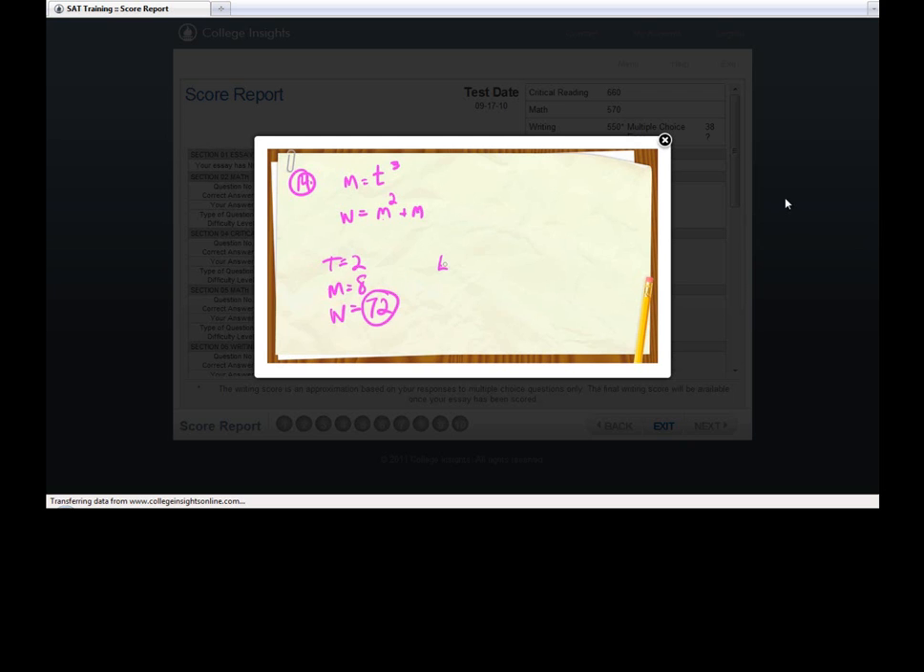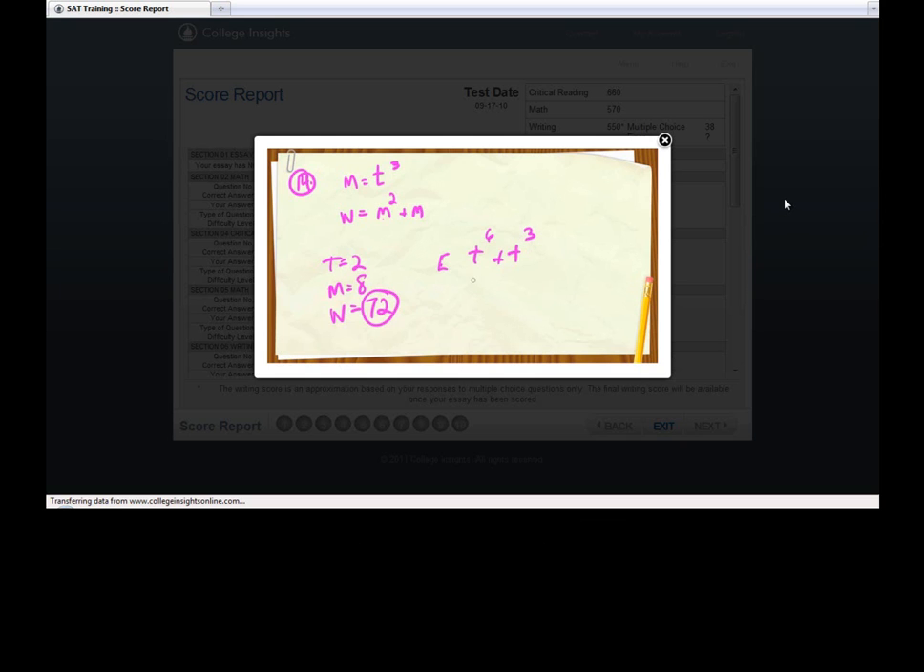And the correct answer is E, because t to the 6th plus t to the 3rd would be 64. 2 to the 6th is 64. And 2 cubed is 8. And 64 plus 8 equals 72. And that's what we were looking for. So E is correct.